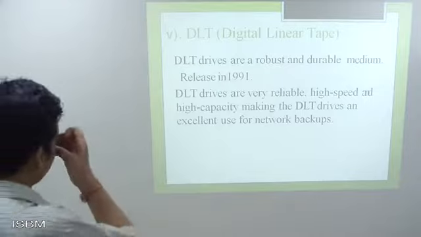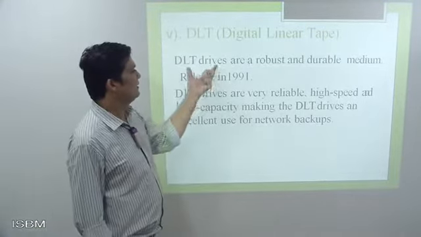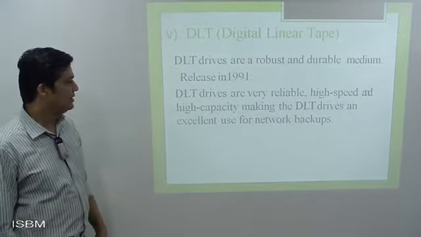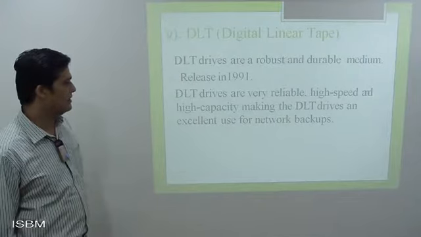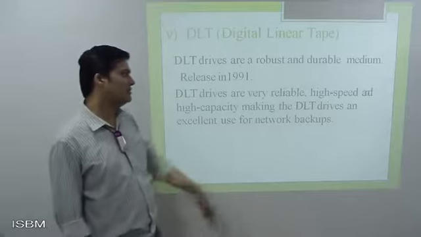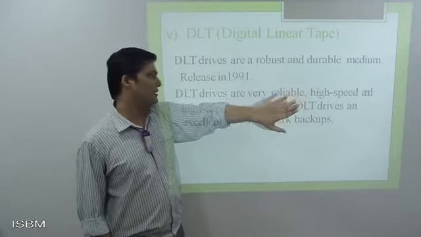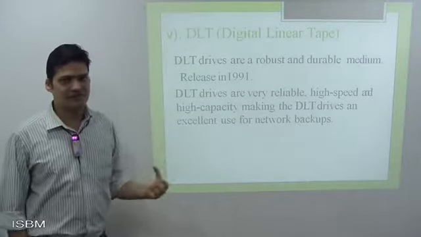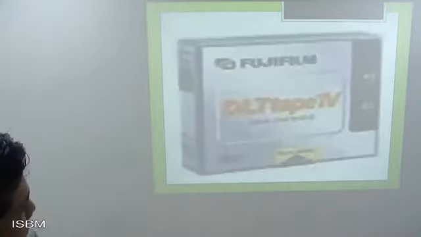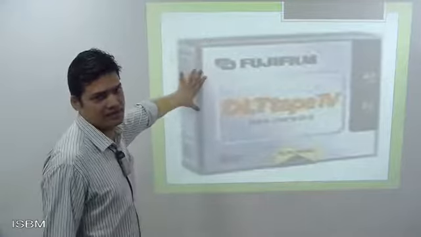Now we have a digital linear tape. DLT drives are a robust and durable medium. It is durable and robust. It was released in 1991. DLT drives are very reliable, high speed and high capacity, making them an excellent choice for networks. So it is basically used for network backup. It is a highly reliable, high speed and high capacity storage device. You can see this is the Fujifilm storage tape DLT.